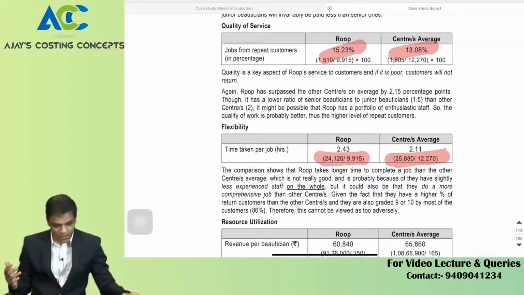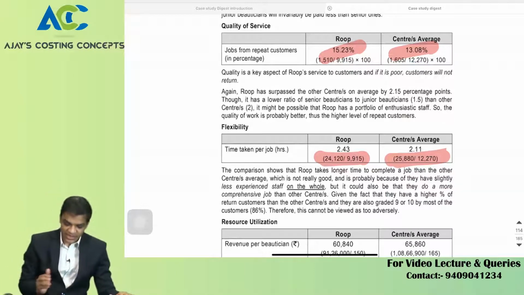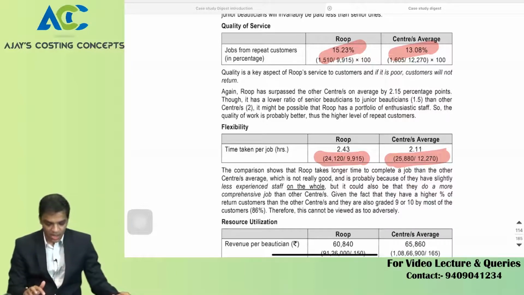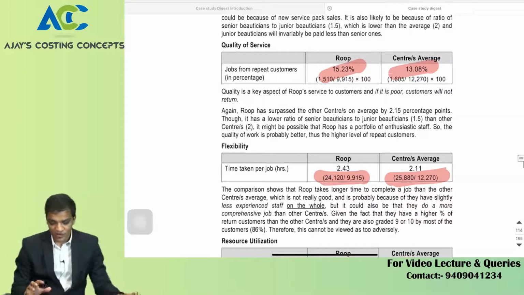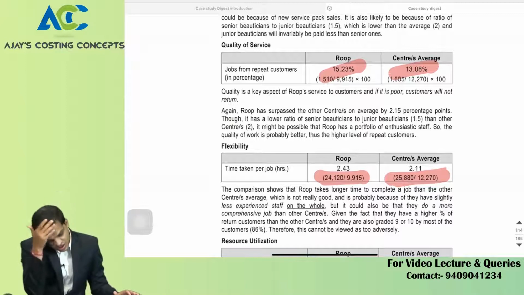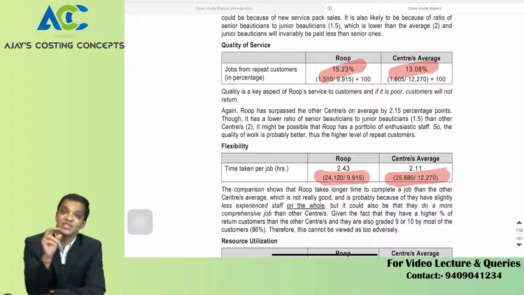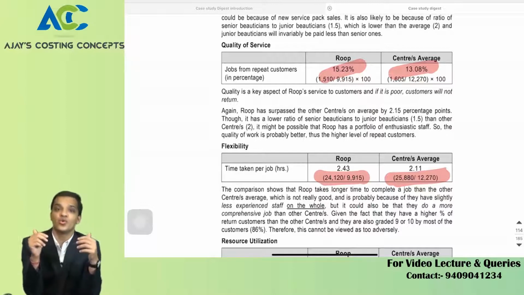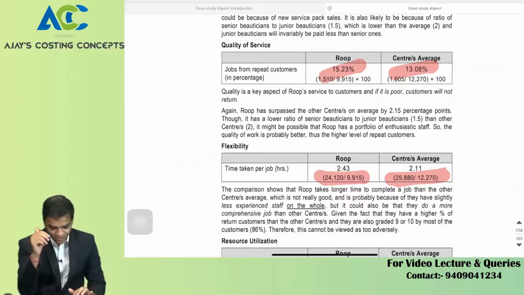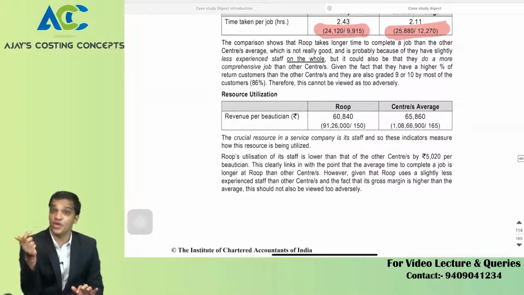So such kind of comparison cannot be done or cannot be followed, and that is the reason why flexibility cannot be questioned. But if this question had been provided with regards to the services, such as what kind of services and what average time is taken under these services, it would be a better way to compare. Correct? Resource utilization, as I said, is revenue per beautician.